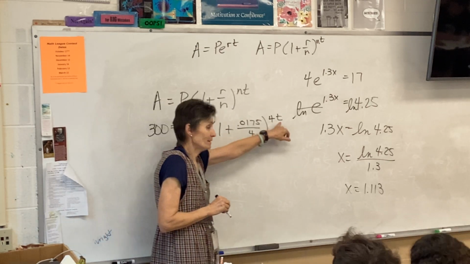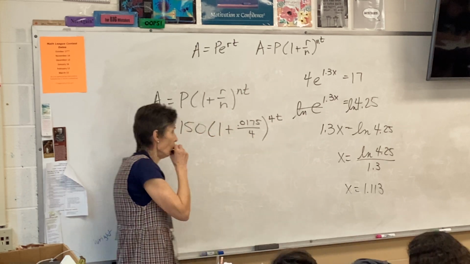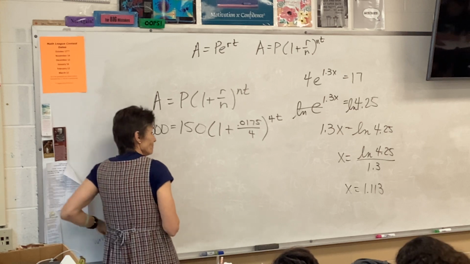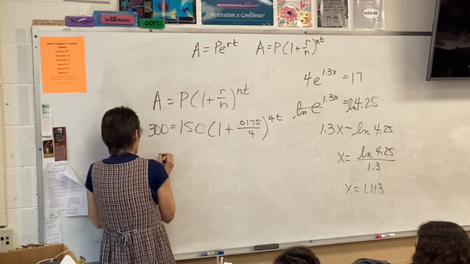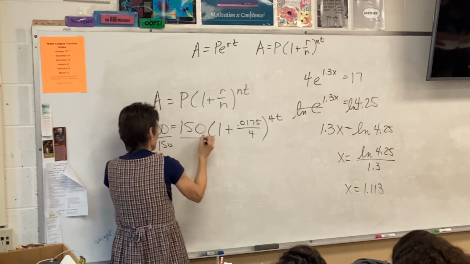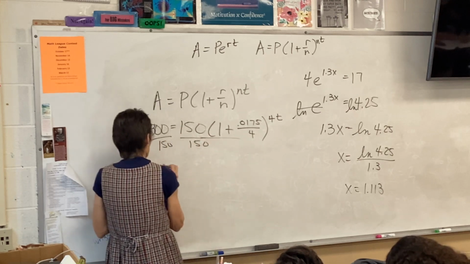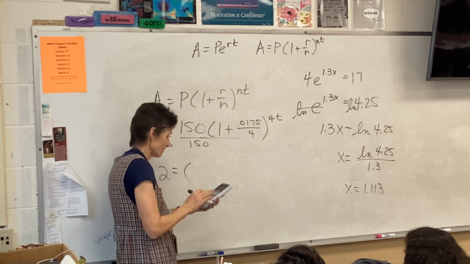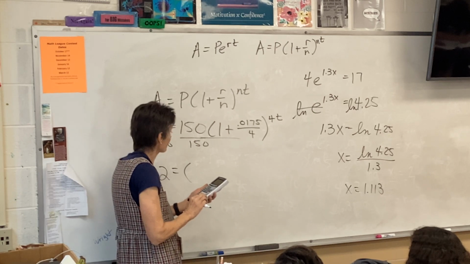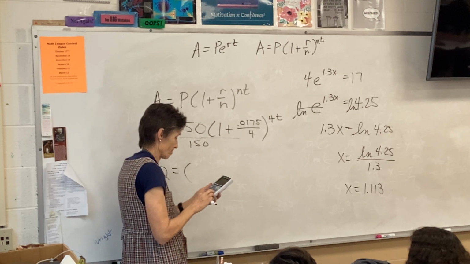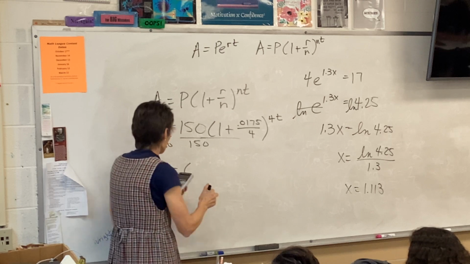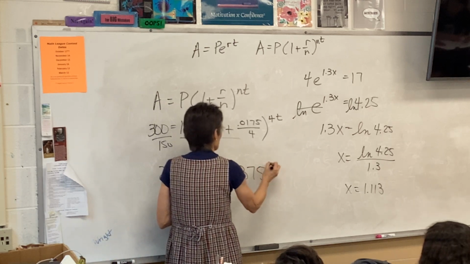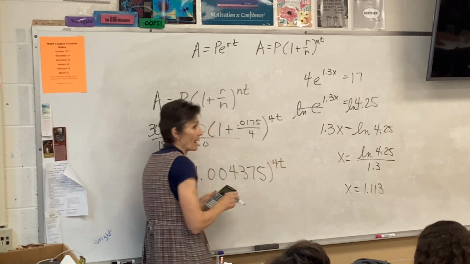What does that tell me? I'm in exponents. That's okay. What's step 1? Divide by 150. So 2 equals, I wonder if that works out nicely. Yeah, 1.004375.